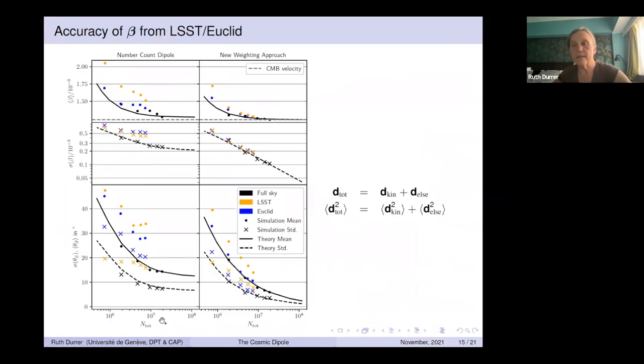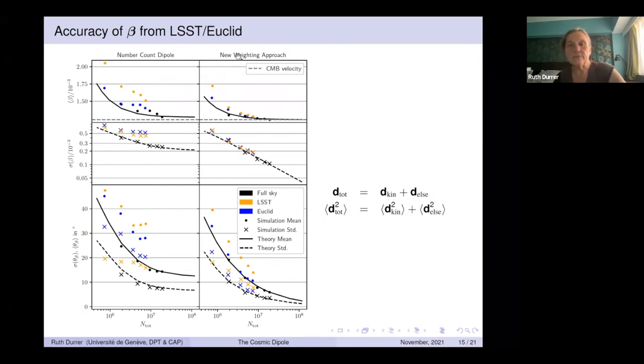And here is the accuracy with which we can determine the dipole from these surveys. The black line is the theory. The black dots are full sky. The yellow dots are LSST and the blue dots are Euclid. Here on this side, we show the results for beta, its error, and for the direction and its error, if only the number count dipole is considered.